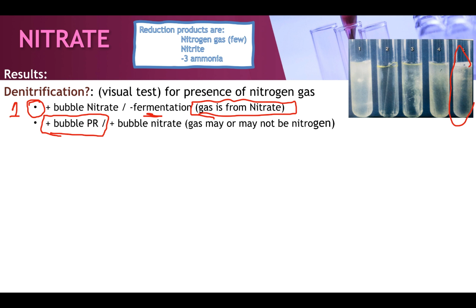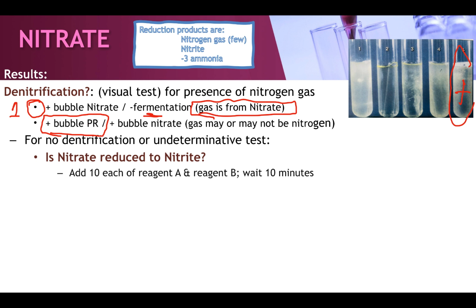Now, just for explanation purposes, we're going to imagine that tube number 5 has bubbles here in the nitrate test, but it does not have it in a PR when we compared. That means that tube number 5 should be considered positive at this point. However, tubes 1, 3, and 4 do not have any visual evidence of denitrification. So we're going to have to move it to a second phase of testing. Now, we are going to ask the question, is the nitrate then reduced to the nitrite?